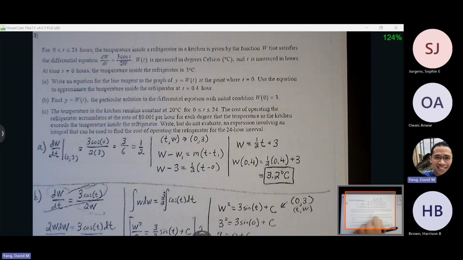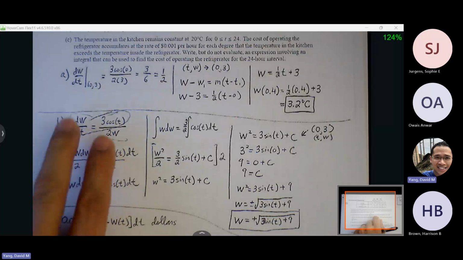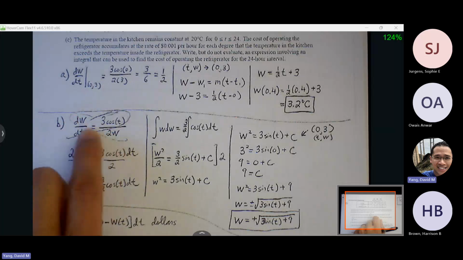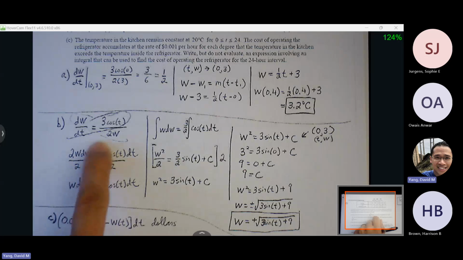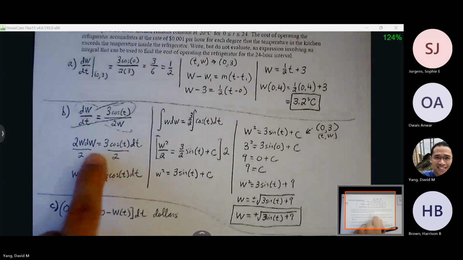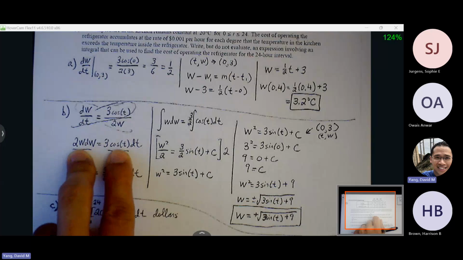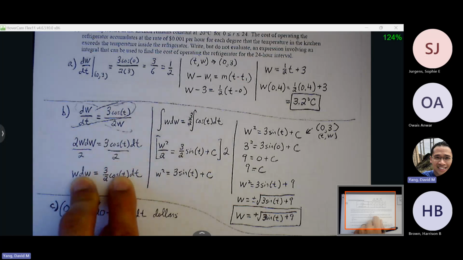Part B, we're finding y equals w of t. So we have to solve the differential equation. Cross multiply first. We want everything related to w on the left side, everything related to t on the right side. Here, after I cross multiply, I basically have full separation, but the 2 is a little bit out of place. So divide everything by 2. I only want what is the bare minimum on the left side here.